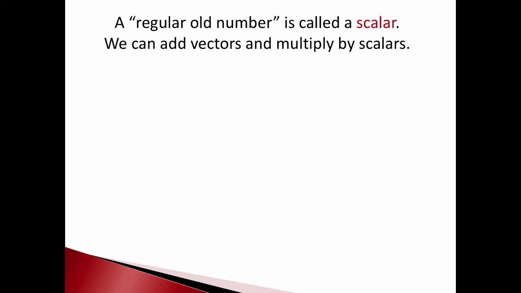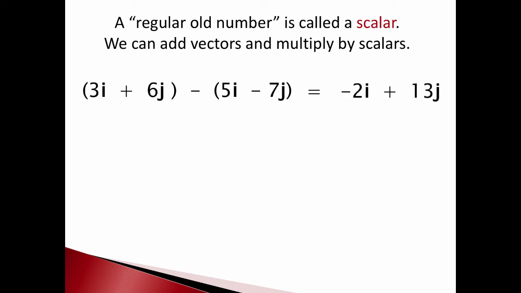You can take vectors and add them. You can multiply by scalars, and the arithmetic works just the way you think it would. So if I had a vector like 3i plus 6j, and I want to subtract, or multiply by -1 and then add, 5i minus 7j, it works just like the algebra you think it would, where we add like terms. You'd have 3i minus 5i makes -2i. And 6j minus -7j, that makes it 6 plus 7, which is 13j.